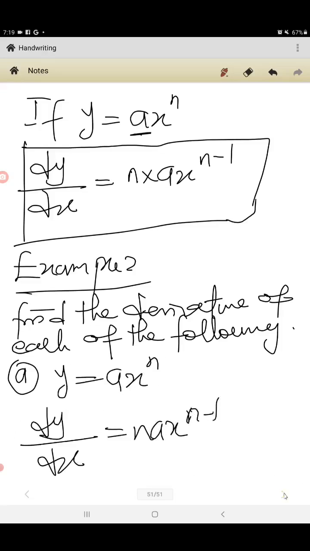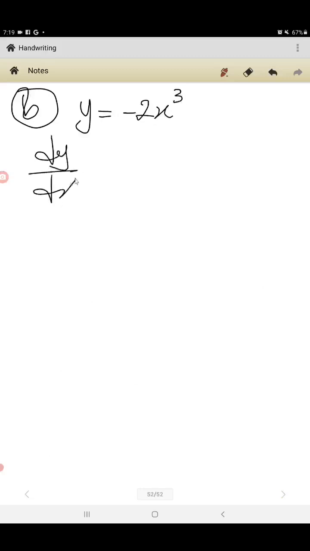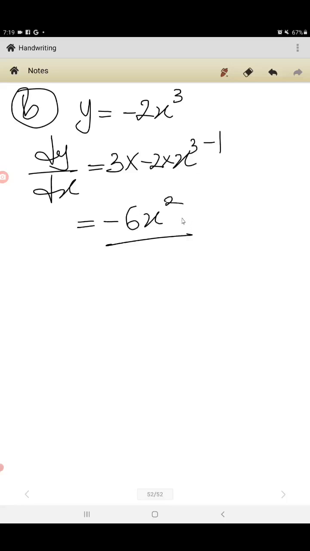So let's solve for b. It says that y is equal to minus 2x raised to power 3. So what you do is dy over dx will be 3 times minus 2 times x raised to power 3 minus 1, which will be minus 6x raised to power 2. That is the final answer.